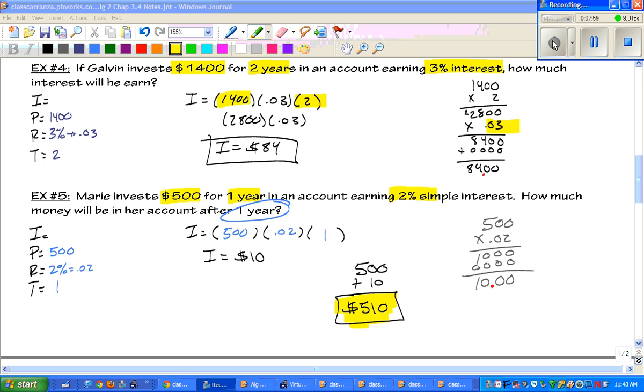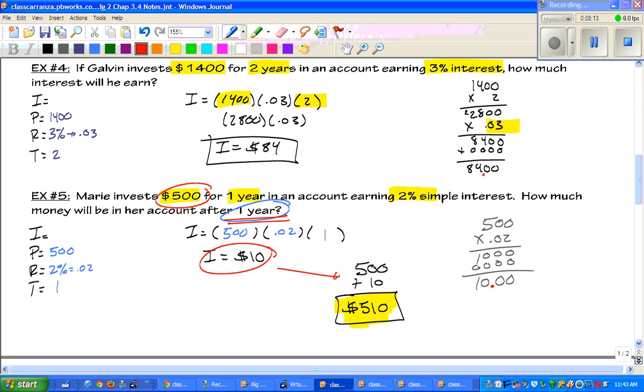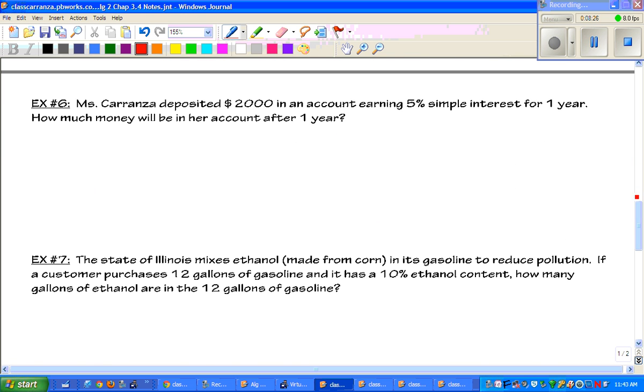Okay. Now hopefully you didn't just get $10, because at the very end it said how much money will be in the account after 1 year. So what that means is you're going to take the money that you started with and your interest, and add them up: $510. A little tricky there at the end, so just make sure that you're reading all of the question. All right, let's move on to the next one.